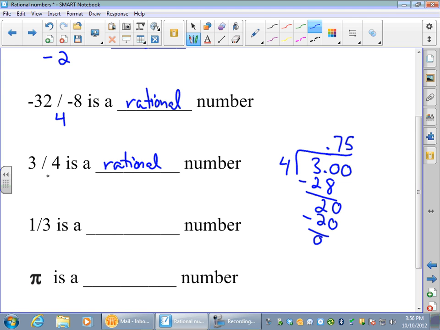But if we actually divide that out, we find out it is a decimal. It's a decimal that stops, or a terminating decimal. Okay? Terminate just means to end or to stop. So this is a terminating decimal.